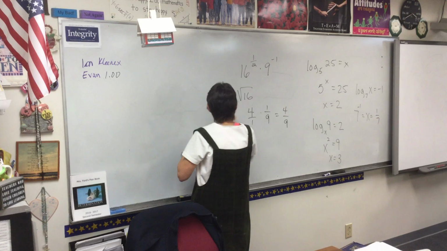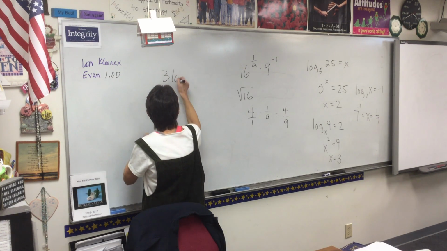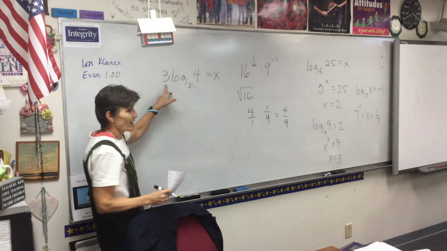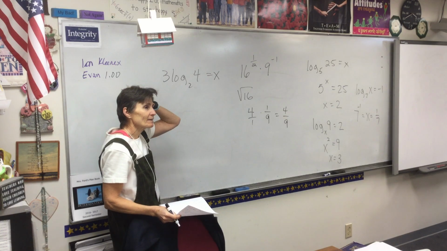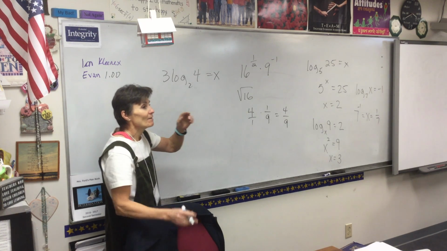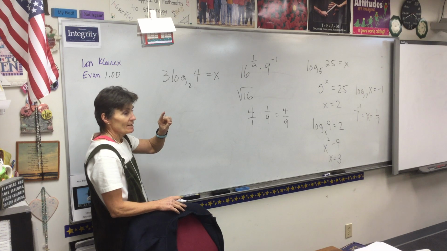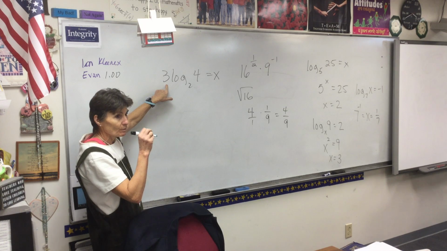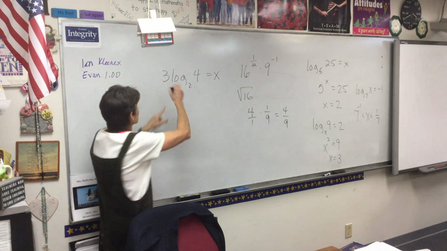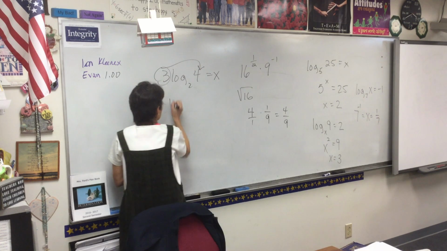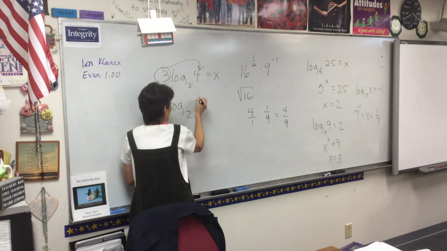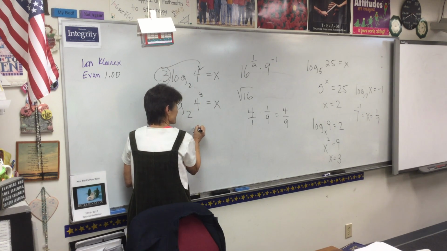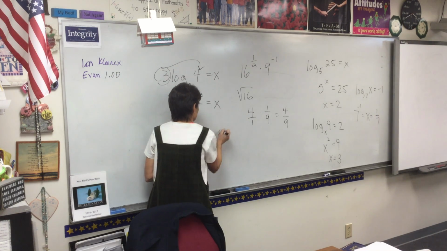Oh wait, yes, 3. D is a hard problem because we had to do something with that 3. What do you think? You've got to bring it: 2x to the 3rd equals 4? No. A number out in front of a logarithm is an exponent. So this is really 4 to the 3rd power, 4 cubed, and 4 cubed is 64.